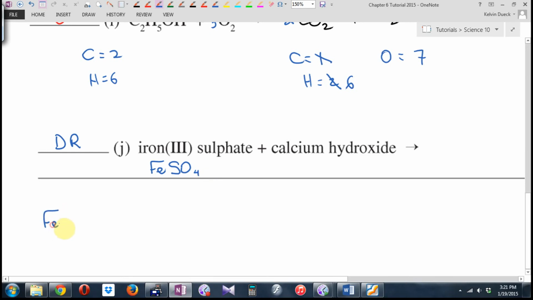What's the charge on iron? Iron is multivalent, right? 3 positive, or 2 positive. Wait a minute, which one am I going to use? By the way, you didn't need to look up the charge on iron. They told you. Which charge do they want me to use? 3. See, now it's all coming together. That's what that meant, okay?